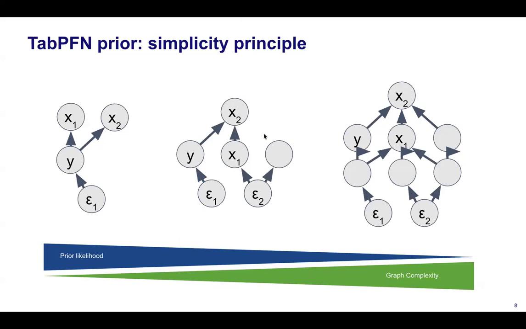Now, one principle we follow in TabPFN is the simplicity principle. So more complex SCMs, which describe more complex functions, are less likely to be sampled during our pre-training, and simpler SCMs are more likely to be sampled. It's akin to Occam's razor. If there's an easier explanation, we should follow the easier explanation.